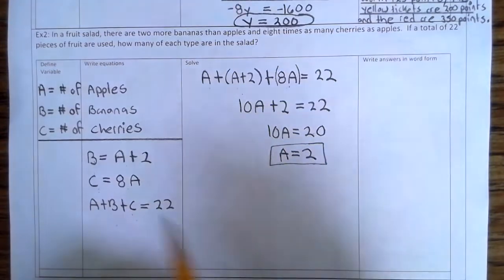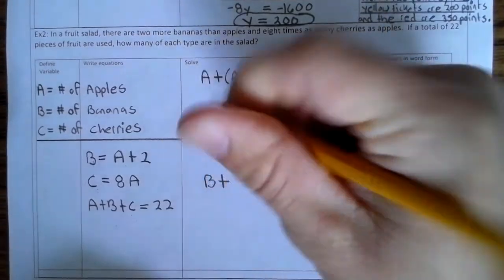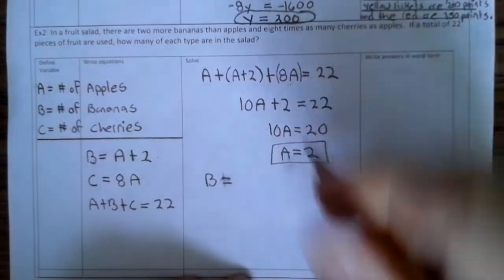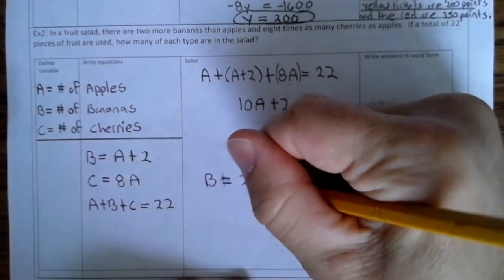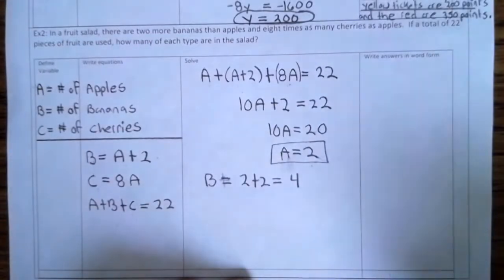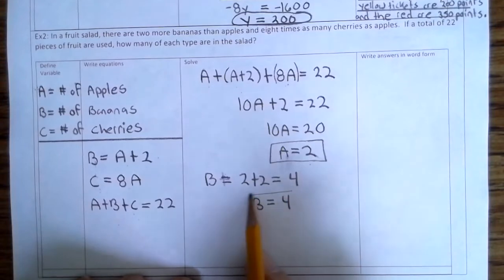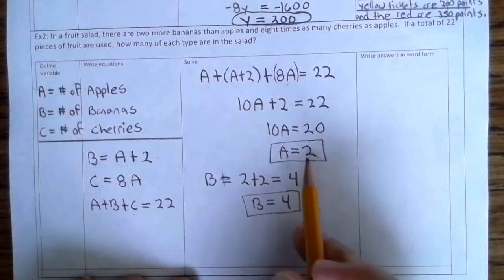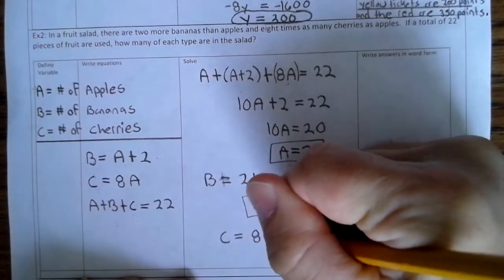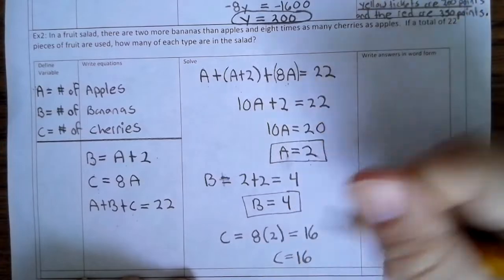Now that makes things easy because everything's defined with A. To find B, B equals A, which is 2, so 2 plus 2, which equals 4. So B equals 4. Then again, A is 2, so C equals 8 times 2, which is 16. So C equals 16.